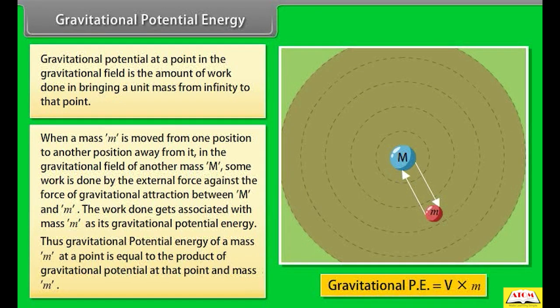Thus, gravitational potential energy of a mass m at a point is equal to the product of gravitational potential at that point and mass m.